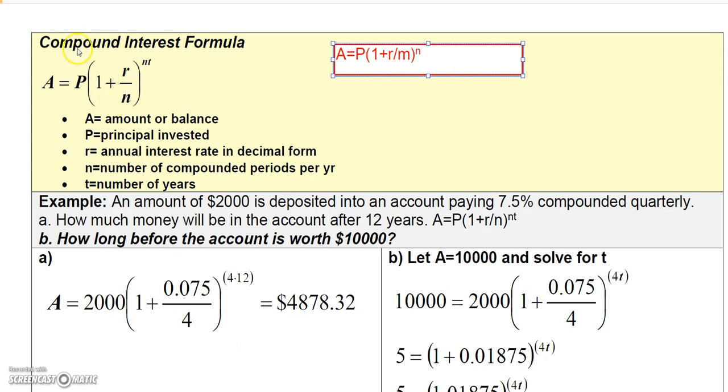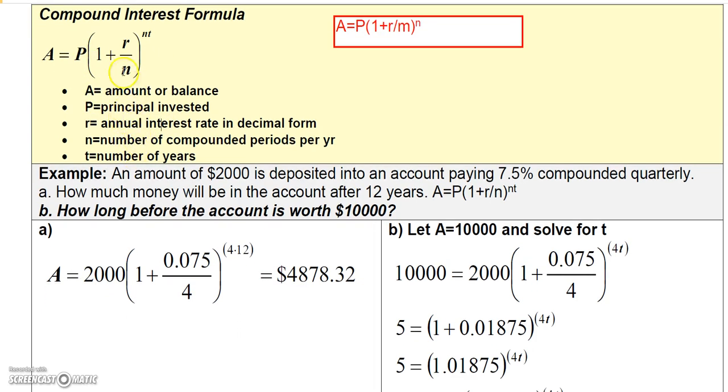So basically, if money is compounded, I don't want to spend a lot of time on this because we'll talk about this in depth in the next module. But let me just show you how you can use this formula to solve problems, because it is an exponential formula. If you have an amount of $2,000 and you deposit it into an account that pays 7.5% compounded quarterly, then how much money will be in the account after 12 years?